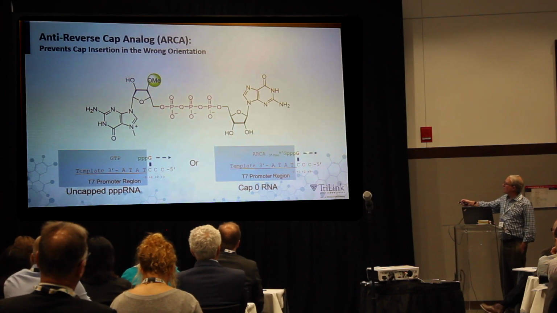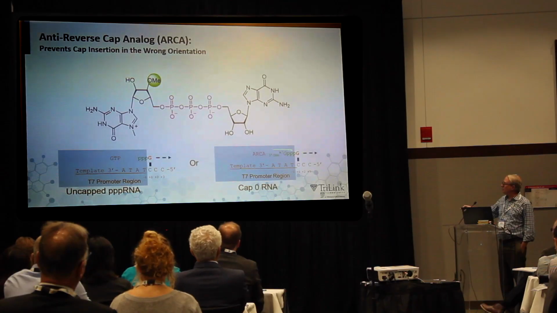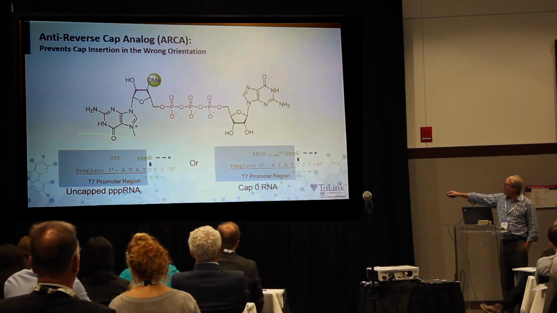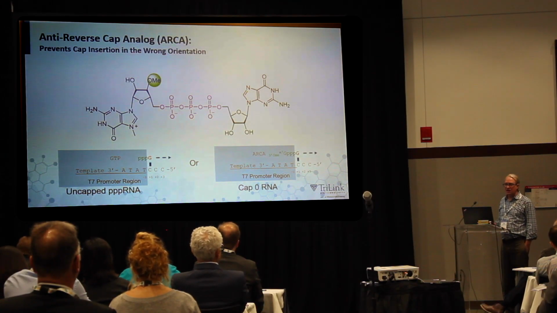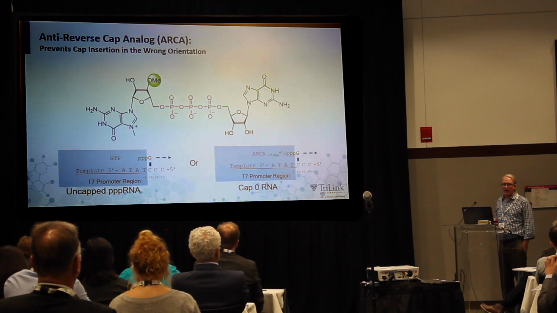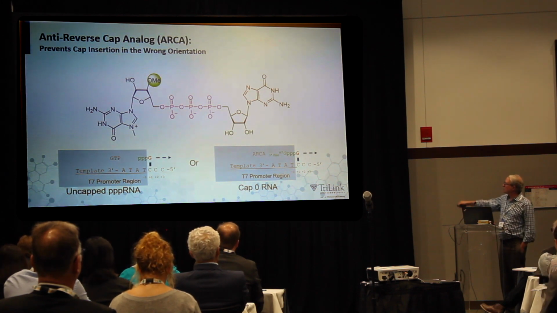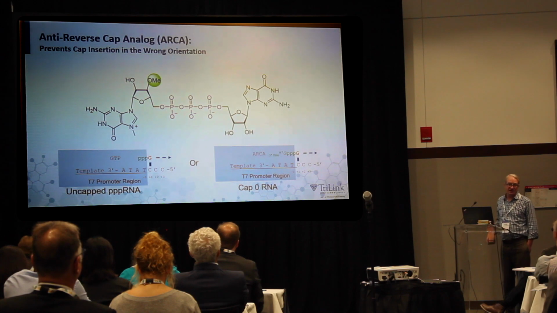But these two reactions compete with each other, and so generally what you do is you use a large excess of the cap over GTP, such that you get capping, because when you initiate with GTP, you get a triphosphate instead of a cap. And so in general, you're getting somewhere around 70 or 80% capping when you're using, say, a 4 or 5-fold excess of this. But this is the most expensive reagent in the capping reaction.